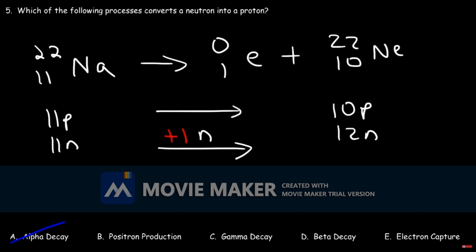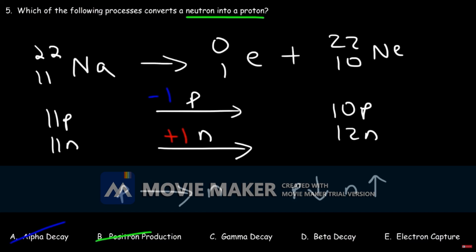That means that a proton was converted into a neutron, because the number of protons went down by 1 and the number of neutrons went up by 1. And so positron production decreases the number of protons but increases the number of neutrons. But we're looking for something that converts a neutron into a proton and not a proton into a neutron. So B is eliminated from that choice.